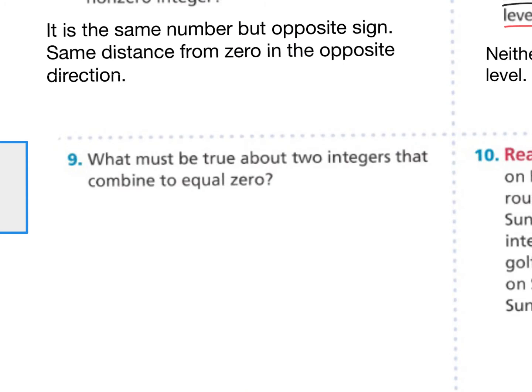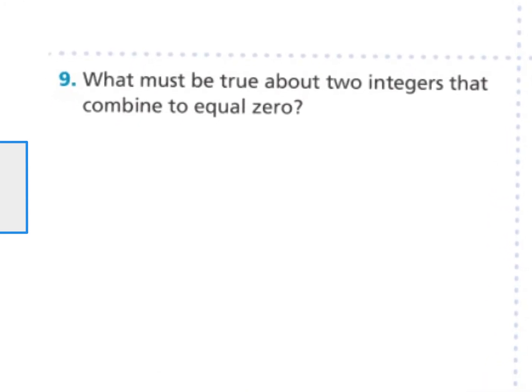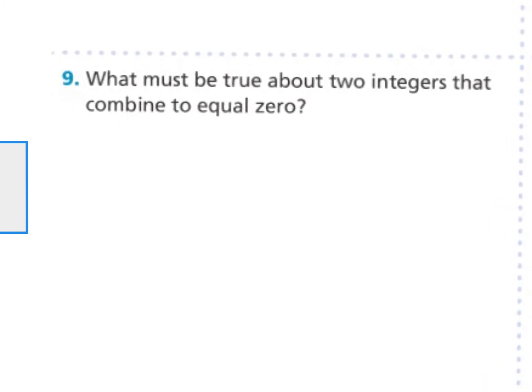We go to number 9. What must be true about two integers that combine to equal 0? One way of looking at this, if they're not both 0 to begin with, one would have to be positive and one would have to be negative. We could say they'd have opposite signs then, unless they're both 0. Another way of putting it is we could say they must be opposites.